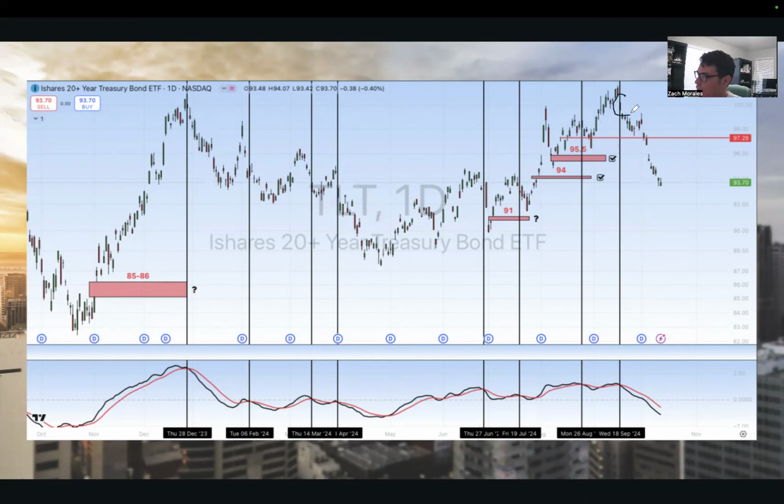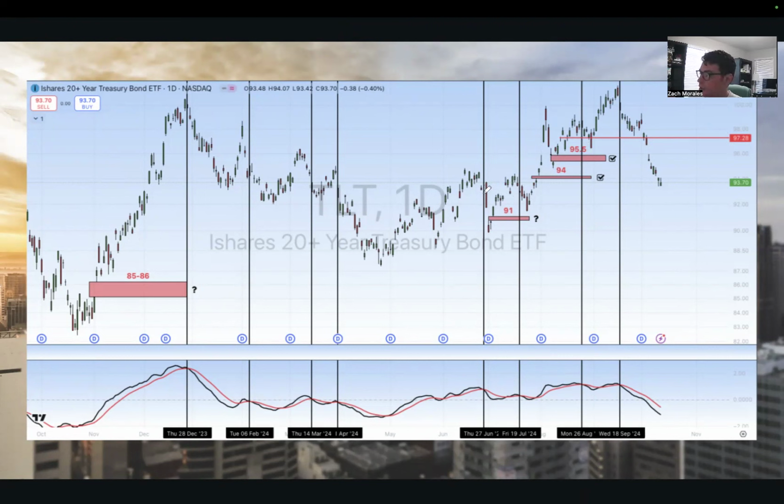Once we got the MACD crossover right here, I was telling everyone, hey, it's very likely that TLT is going to continue heading lower. We have the support level here right around 97.25. And if we break through that support level, we have one gap down, two gaps down, three gaps down, and four gaps down. Letting everybody know that, hey, we need to be cautious here because we are getting the sell signal.